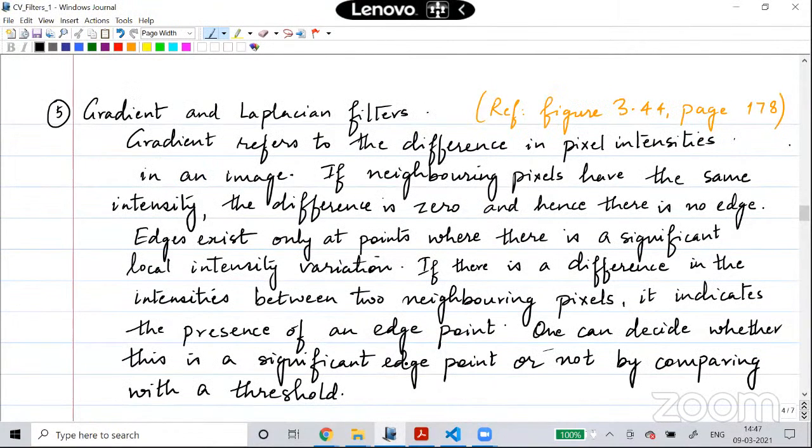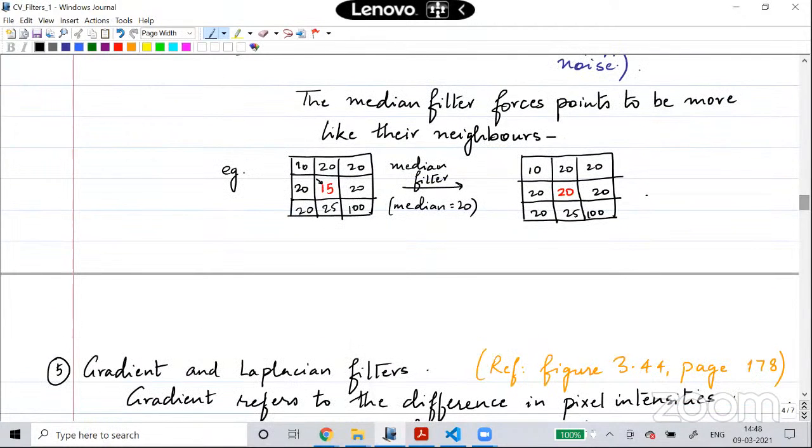Now this can be done using various kernels. This is what we will look at now. Finite differences is the key word here. You're dealing with discrete values, discrete functions, so you should be taking finite differences. Okay, so moving on.